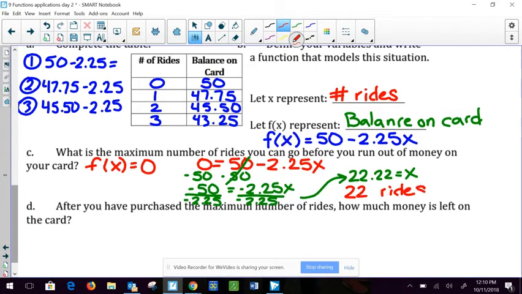So 22 rides is the most number of rides that I can go on. So letter D is saying after you've purchased that number of maximum rides, how much money is left on your card? Well, now we need to go back and substitute 22 in for x.